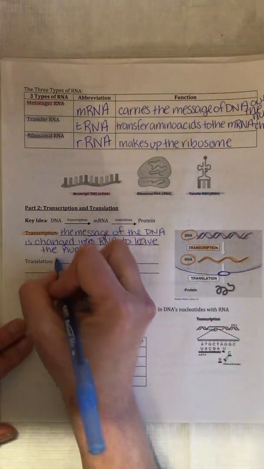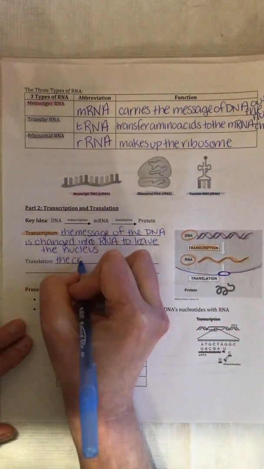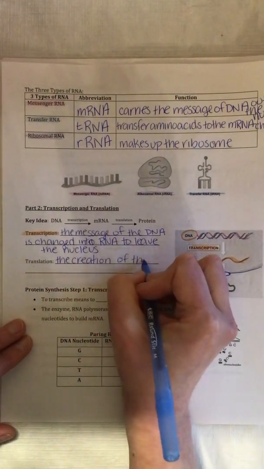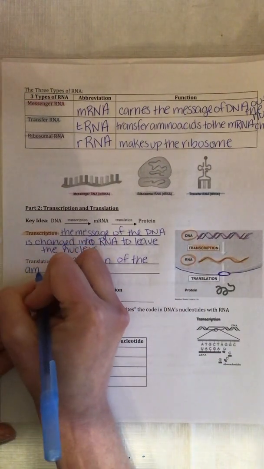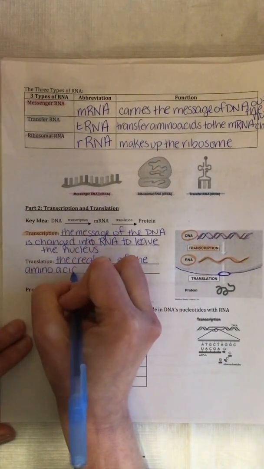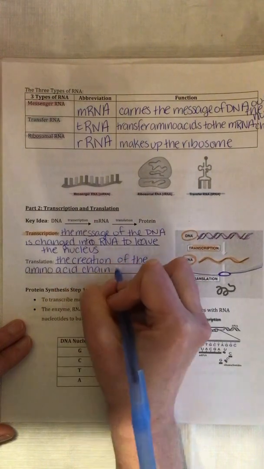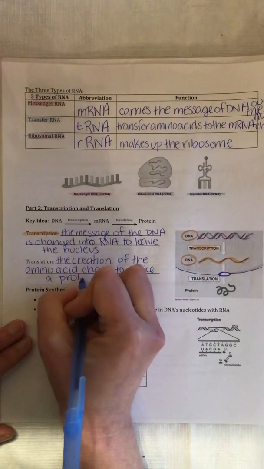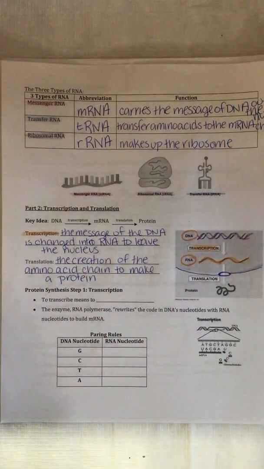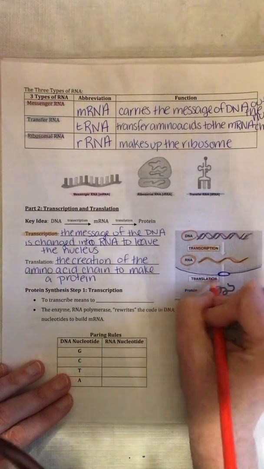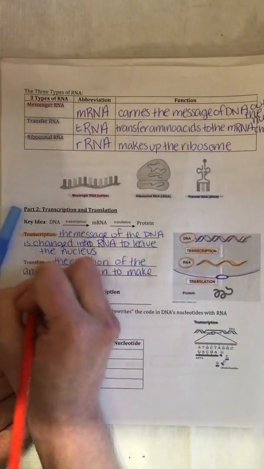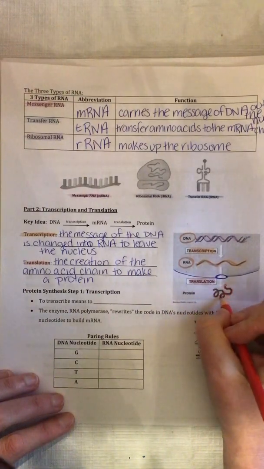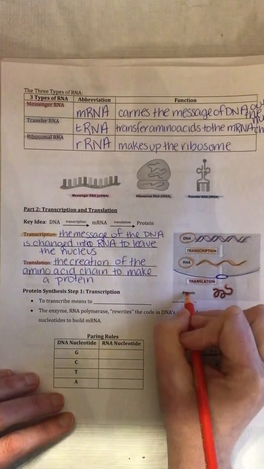So translation is the creation of the amino acid chain to make a protein. So now the next phase is this translation phase. And here are all of our amino acids connected together to make our protein.